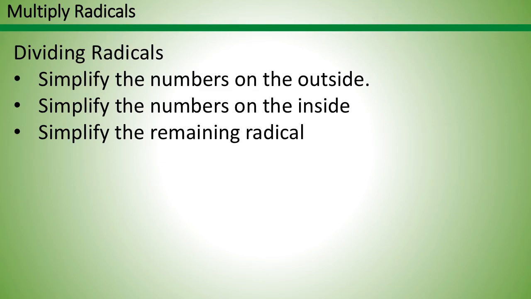Another thing we're going to do is divide radicals. When I'm dividing radicals, we're going to simplify the numbers on the outside. If I have a fraction that can be simplified, I'm going to do that, but they have to be both on the outside or both on the inside. Just like multiplying, you can only combine things on the outside with the outside and things on the inside with the inside. In the end, we're going to simplify the radical and then simplify more after that. Let's check out some examples of that.